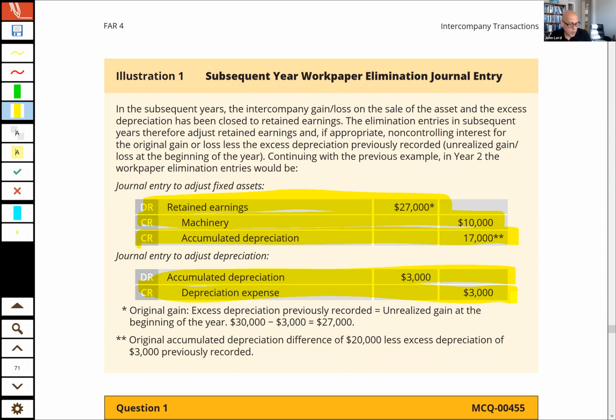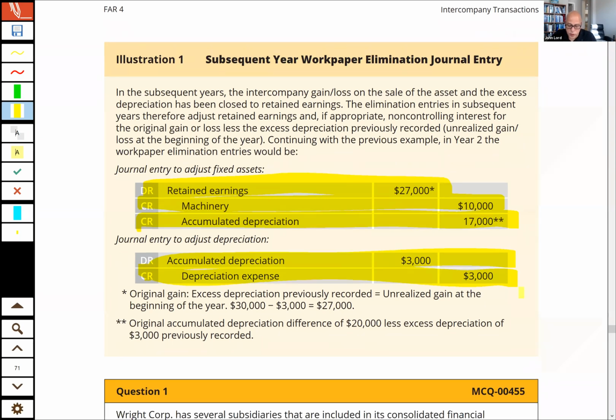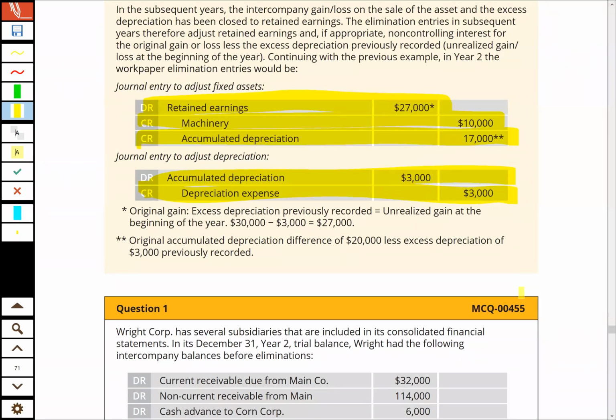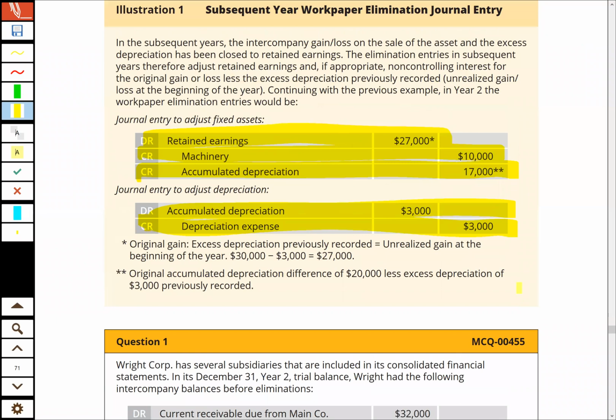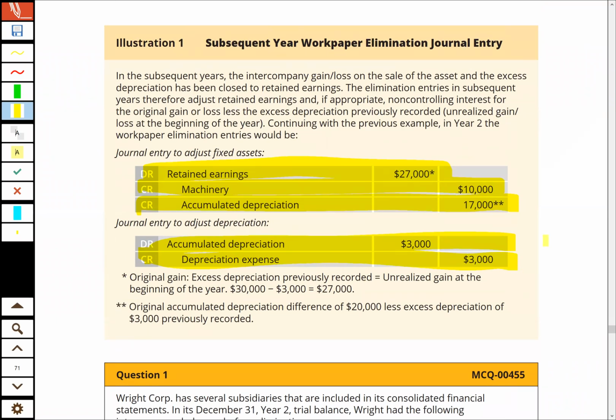Okay. Question? Again, these journal entries, yeah. How long will we be doing this kind of work paper elimination entry for this depreciation adjustment till it becomes 0? 10 years. Yeah, in this example, since we're depreciating over 10 years.